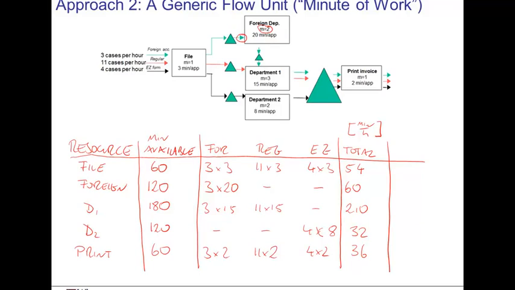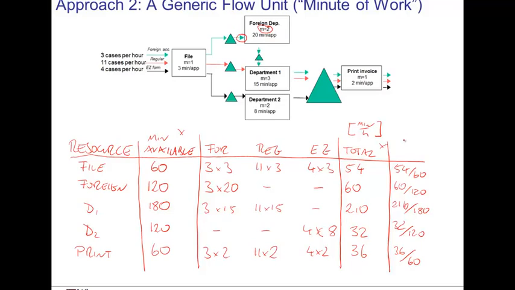We simply compare the time that is requested for work at each of the resources relative to the time available. This creates a score of 54 divided by 60, 60 divided by 120, 210 divided by 180, 32 divided by 120, and 36 divided by 60.